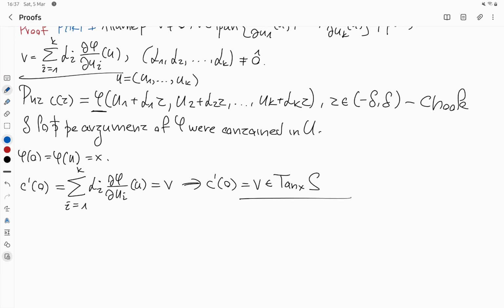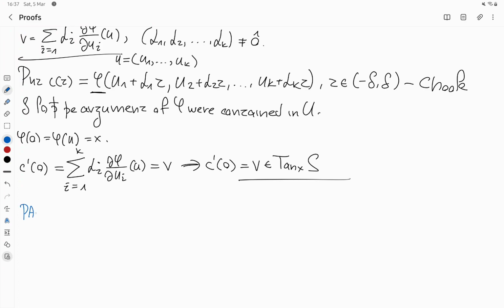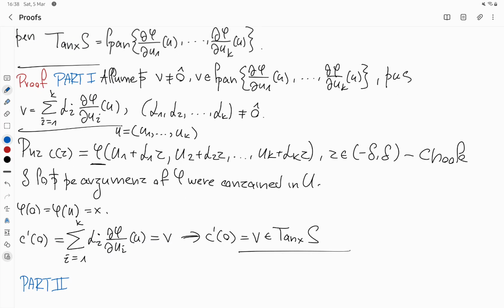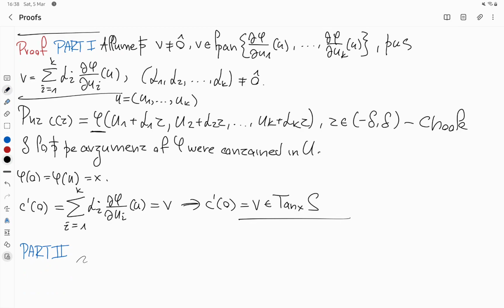Now, moving on to part 2, we will show the converse membership, right? So we will assume that v is an element of the tangent space at x of the surface S, and that it is non-zero because that's a trivial case which we won't bother ourselves with.